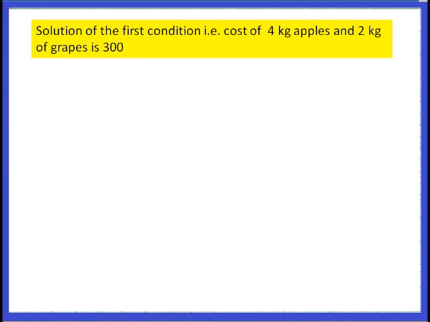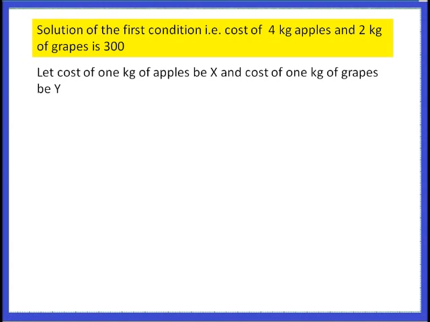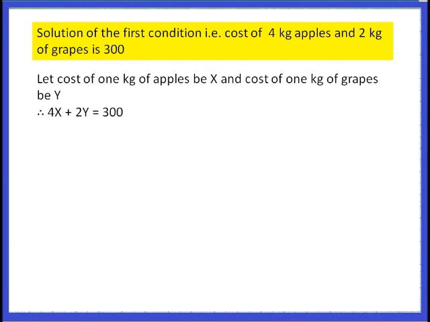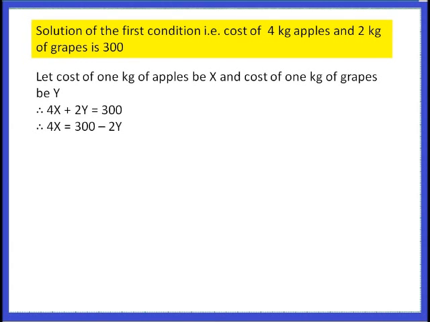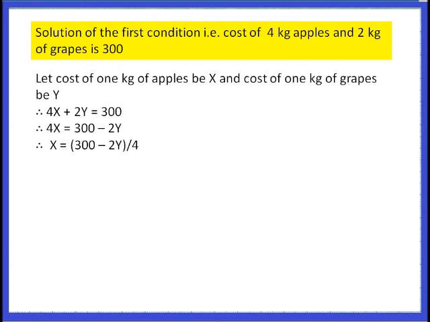Now, solution of the second condition, that is, cost of 4 kg apples and 2 kg of grapes is rupees 300. Let the cost of 1 kg of apples and the cost of 1 kg of grapes be x and y. Therefore, 4x plus 2y is equal to 300. Therefore, 4x is equal to 300 minus 2y. Therefore, x is equal to (300 minus 2y) divided by 4.